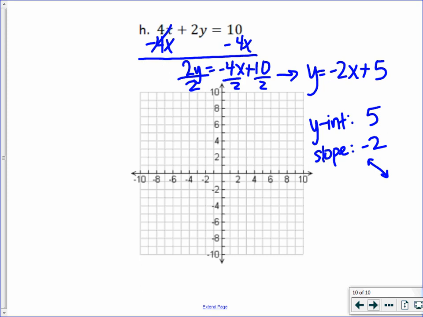Again, go ahead and try and graph it without looking up here first. See if you can do it on your own. All right, so my y-intercept here is 5. Rise 2, run left 1. And your graph should look something like that. Okay, make sure you're making your points big enough that I can see them clearly.